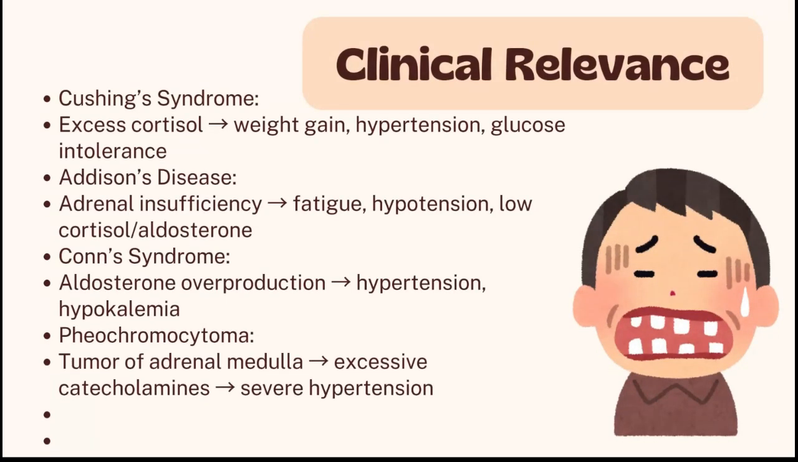As for the clinical relevance of all the hormones we just mentioned, there are some syndromes linked to them, so any dysfunction, any increase or decrease. If there's too much cortisol, we can develop Cushing's syndrome, whose main features are moon face and centripetal obesity. Addison's disease is a deficiency in adrenal hormones. Conn's syndrome involves excess aldosterone, and pheochromocytoma is a tumor which produces catecholamines. I think that's it for me.